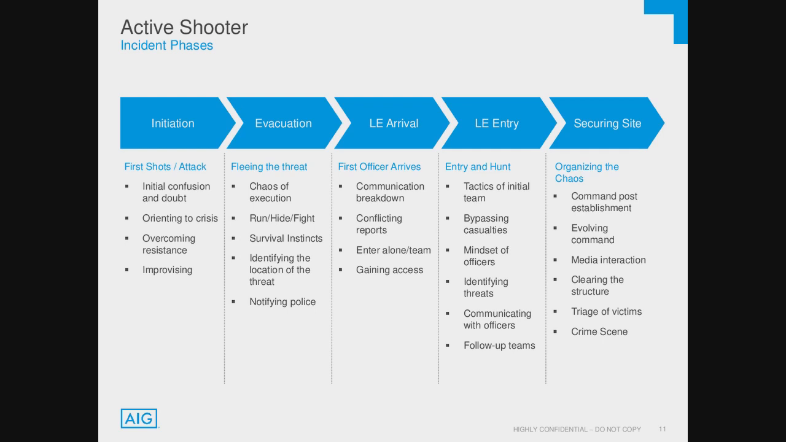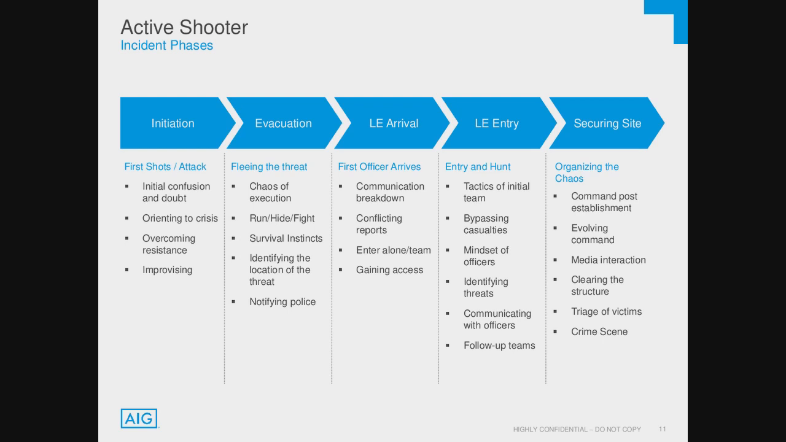There are different phases. There's the initiation, the first shots in the attack, which is confusion, orienting to the crisis, and then figuring out what you're going to do, the evacuation, the law enforcement arrival. When they arrive, they're not going to be able to help people that are injured. The process and the procedure is to go through the site, clear it, and up to the point where they neutralize the active shooter. So it's pretty important to get to a point where you can become self-sufficient.